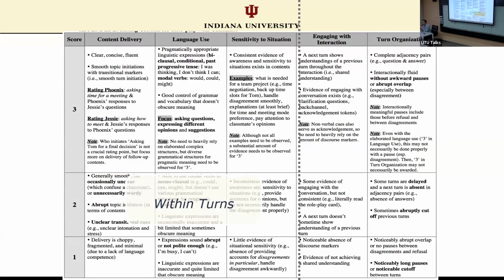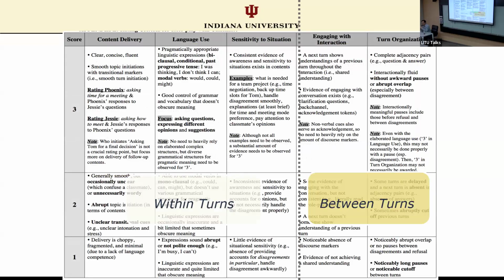And then these are some possible criteria that you could use to assess interactional competence. This is from Yoon's dissertation again. The first three categories are more related to within-turn features, including content delivery, language use, and sensitivity to situations. Content delivery is about whether the speech itself is clear and fluent. And language use is about whether the person is using pragmatically appropriate linguistic expressions, like biclausal conditionals, like "I was thinking" or "I don't think I can," using modal verbs. If you do that, you get the highest score, 3. Otherwise, you receive either 2 or 1.